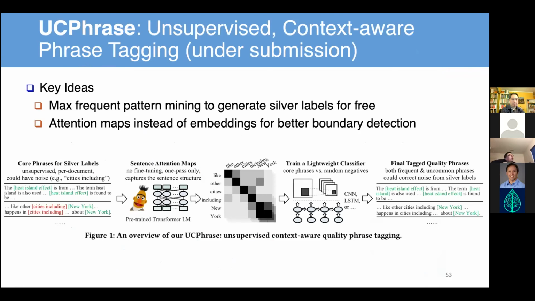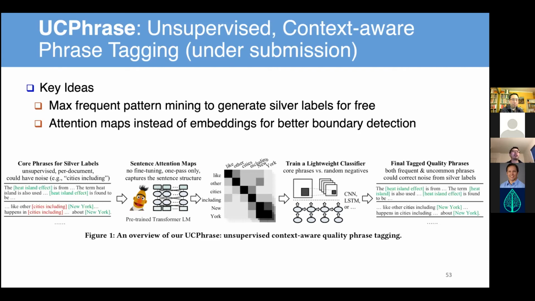So one of the new works we have is UCPhrase. UC is, of course, UC San Diego's UC, but it's also unsupervised and context-aware phrase tagging. We submitted this to a top conference. It's under review, so I cannot talk too much, but I can tell you the key ideas.